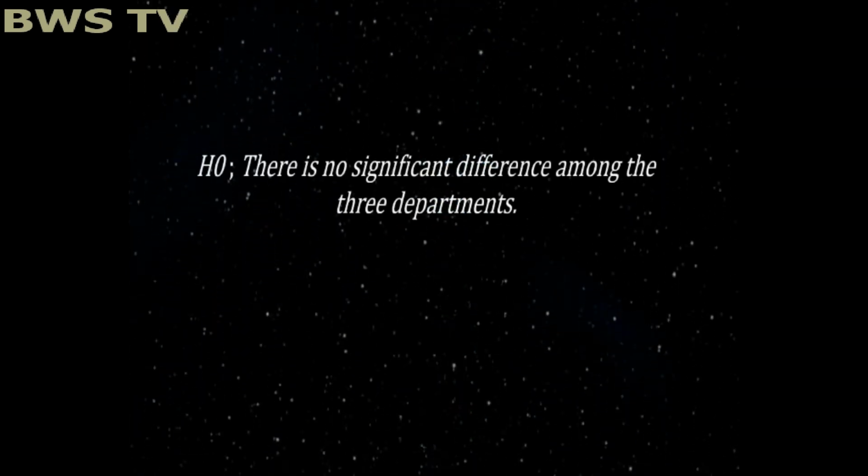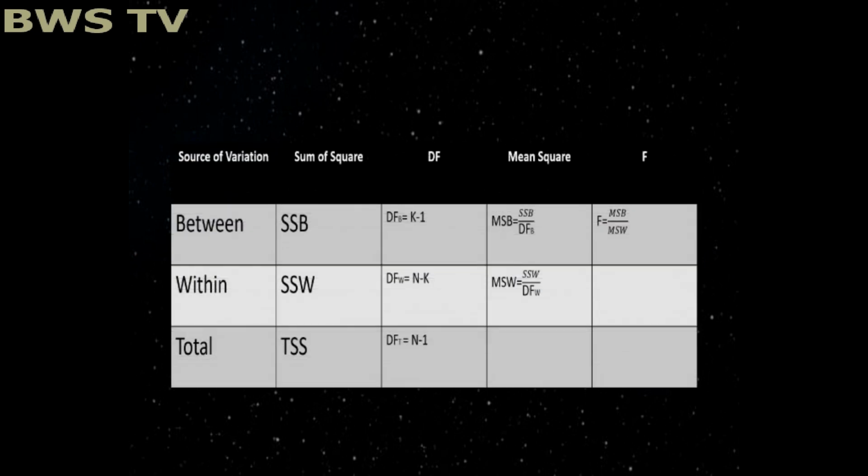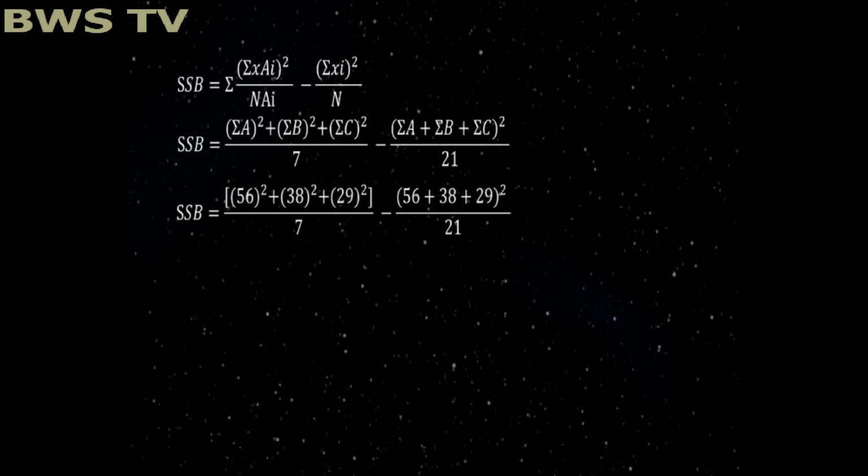And our null hypothesis is that there is no significant difference among the three departments. Set the alpha, which is 5%. Now let's complete our ANOVA table. First, we'll start with SSB. The thing you need to do is substitute, as I said earlier in this video. Then we get the answer of 54.